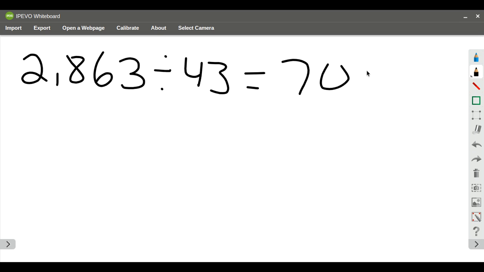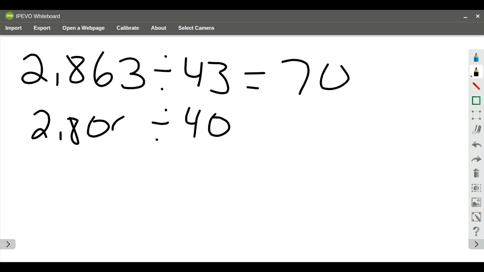And so 70 is going to be my choice because I'm going to take 43 and I'm going to round it down to 40. And then my compatible number that I'm going to use is 2,800. Because if I used rounding here, it would round up to 2,900, which is not going to give me a nice, easy math fact.